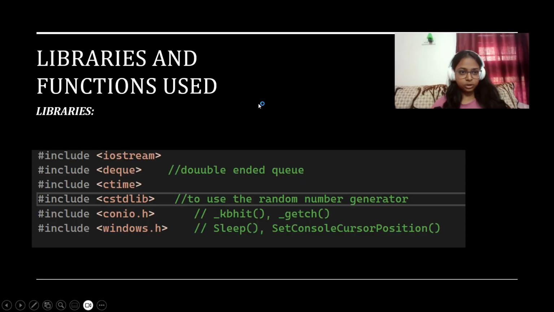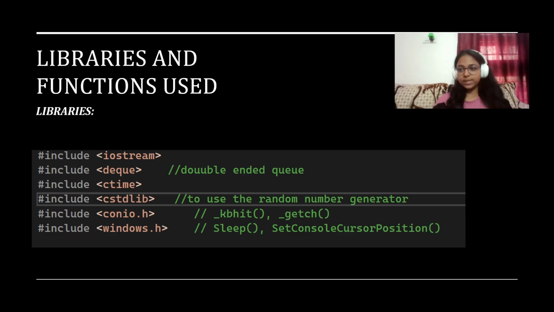Okay, so now let's jump to the code finally. Those were the few basic concepts that we need to know before starting to code. So first of all, we include the libraries and functions. First one is hash include iostream. So iostream is the basic library that is included in almost all of the functions.